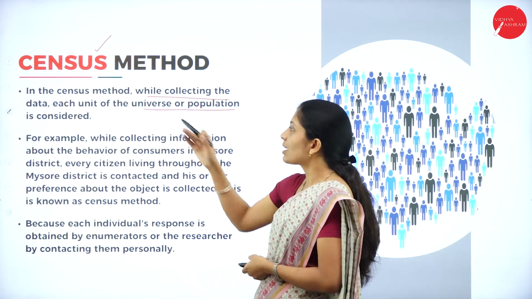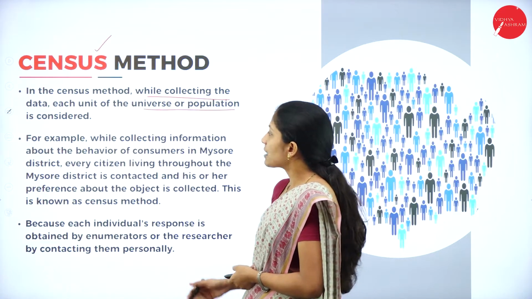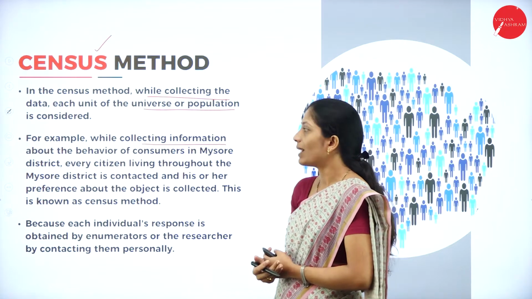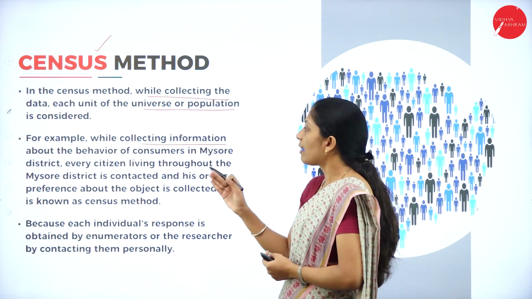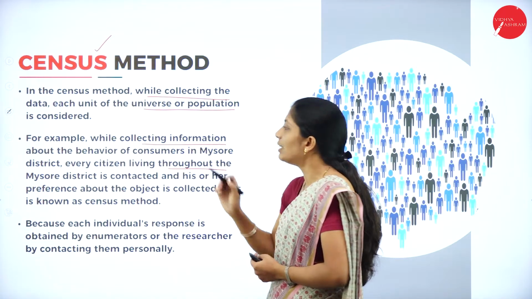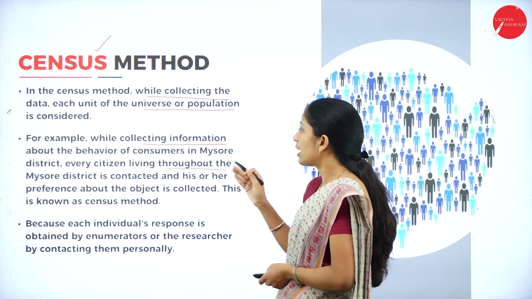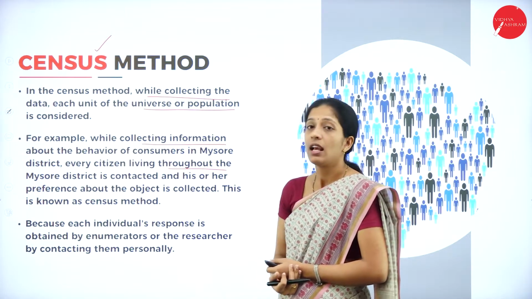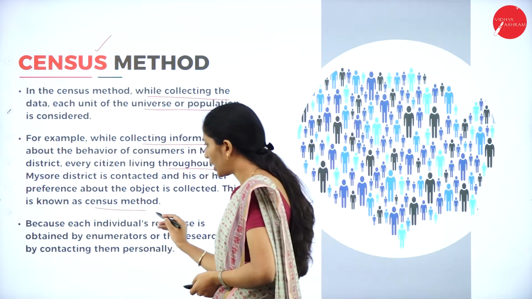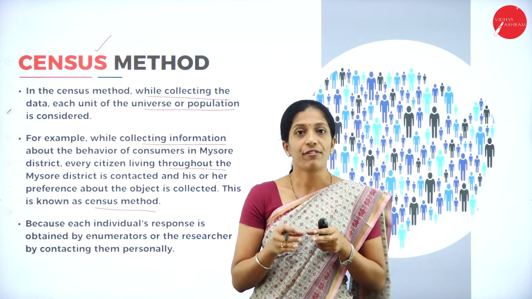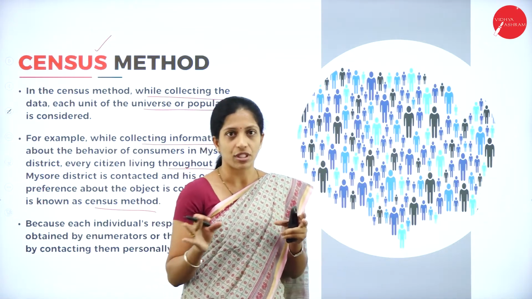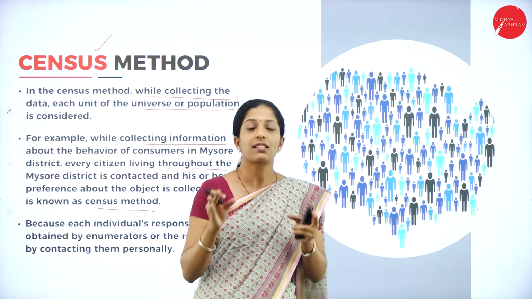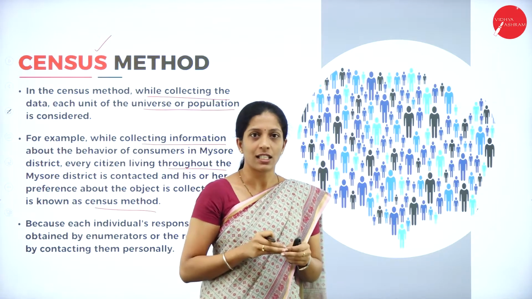That is known as what? Census method. For example, while collecting information about the behavior of consumers in Mysuru district, every citizen living throughout the Mysuru district is contacted and his or her preference about the object is collected. This is known as the census method. Now, if we want to collect the data from the whole country, then the whole country will be the population, or the whole country's individuals will be the respondents.